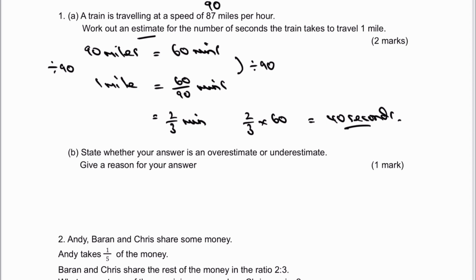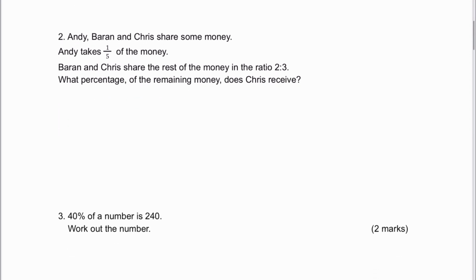And then very typically with these sorts of papers it says state whether your answer is an overestimate or an underestimate. It's actually an underestimate. Now the reason is because the train has actually been travelling at 87 miles an hour. However, we've calculated at 90, so that 40 seconds is just a little bit faster because the train is going a little bit faster than in reality. Okay, hopefully that's all right for you. So let's have a look then at question number 2.